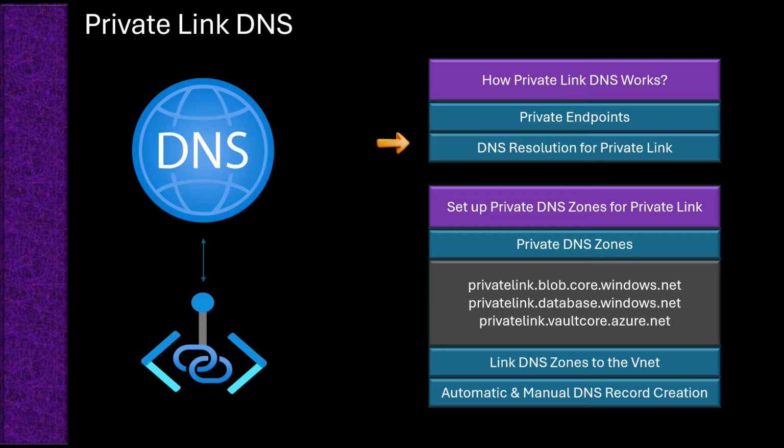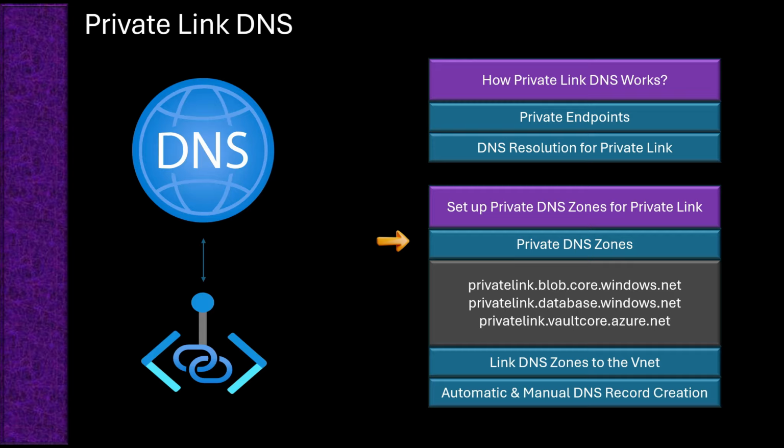By default, DNS queries to Azure services like myaccount.blob.core.windows.net resolve to public IP addresses. To redirect this traffic to the private IP associated with your private link, you need to set up custom DNS configuration. And how to set up private DNS zones for private link?